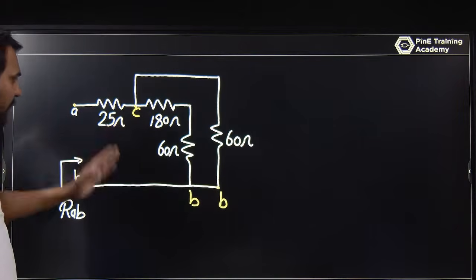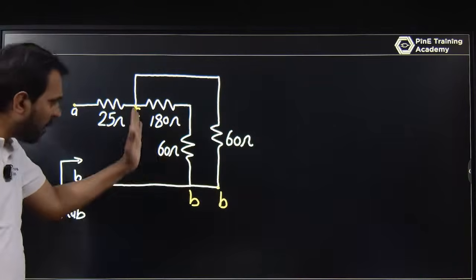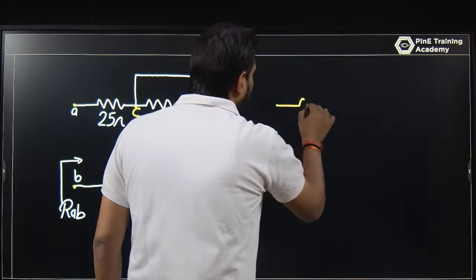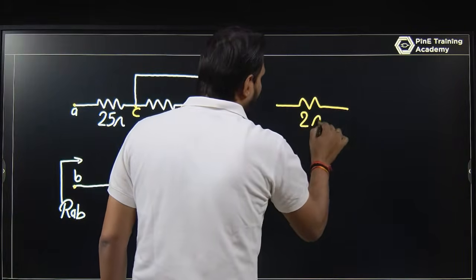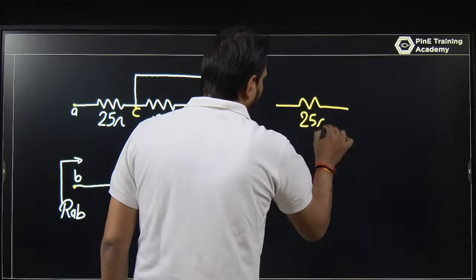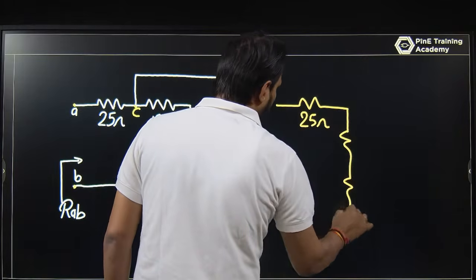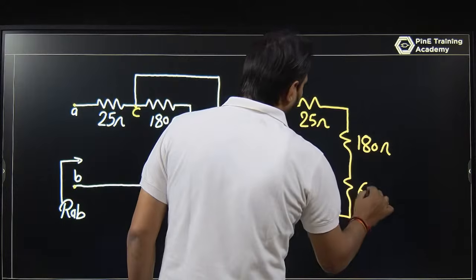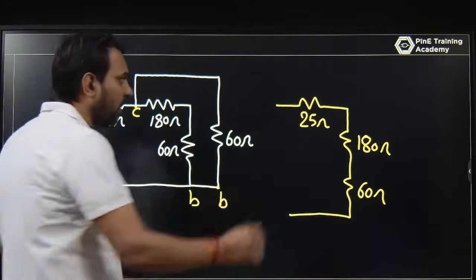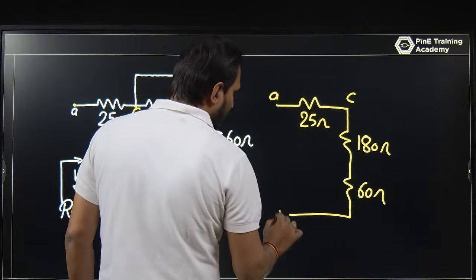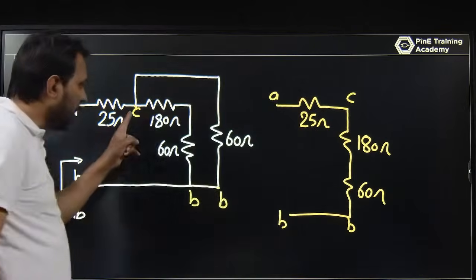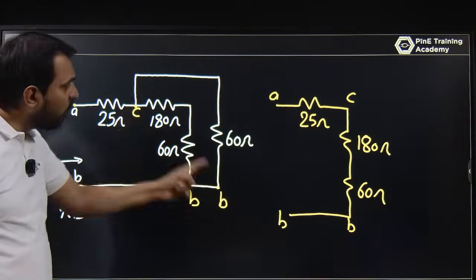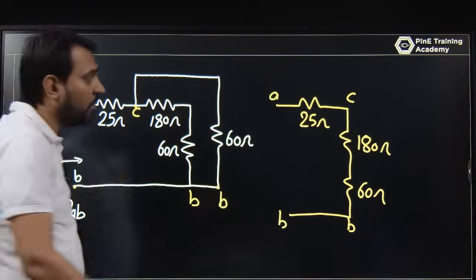Okay, so can we solve it this way: from C to B you have 180 and 60 and they are in series. So I can write it this way: this is 25 ohm, this is 180 ohm, this is 60 ohm. This is C point, this is A point, this is B point, and this is also B point. In between C to B you have 180 and 60, and in between C to B you have one more element, that is 60 ohm, connected like this.